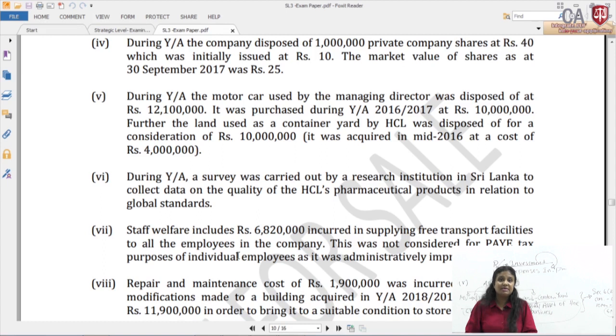But this is a survey done for the production of income. It is to check the quality. It is highly important when earning the production of income of the pharmaceutical industry of HCL. Therefore, this is an allowable deduction as survey expenditure, but this is not research and development expenditure. Therefore, it not being R&D, the double deduction is not applicable.